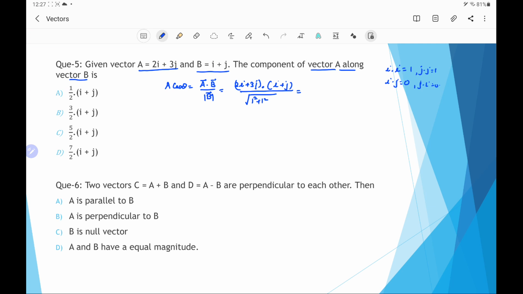So substituting the value here, i dot i is 1, so it is 2, then it is 3, divided by root 2. So it can be written as 5 by root 2. So it is the magnitude.